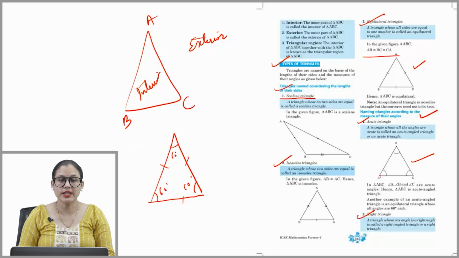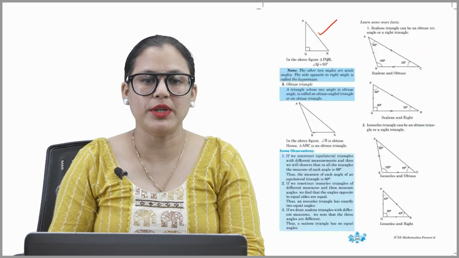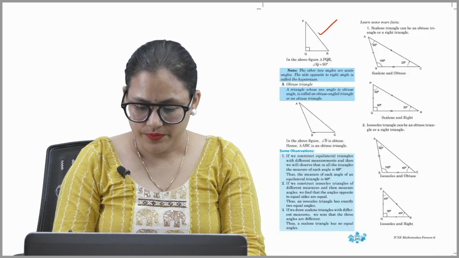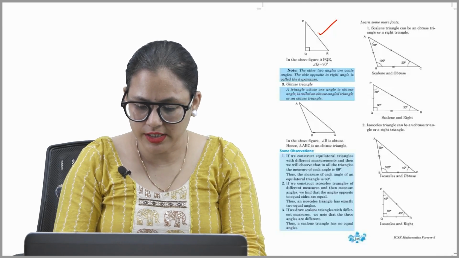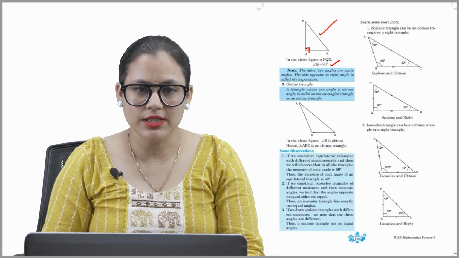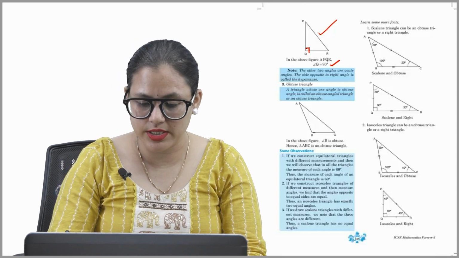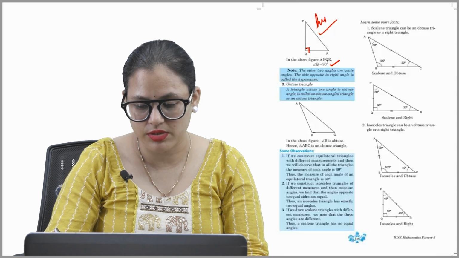Number 2, right triangle. A triangle whose one angle is a right angle is called a right angle triangle or a right triangle. In the above figure, in triangle PQR, angle Q is 90 degrees. Note, the other two angles are acute angles. The side opposite to the right angle is called the hypotenuse. The side opposite to this angle is the hypotenuse.